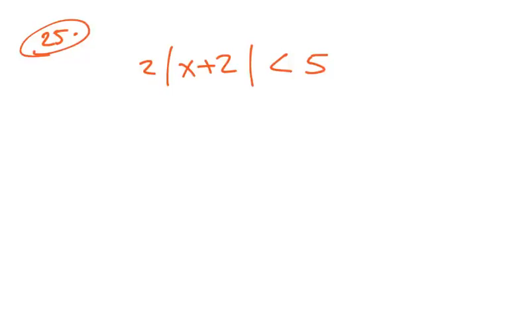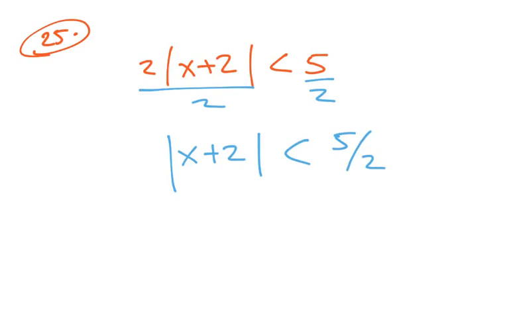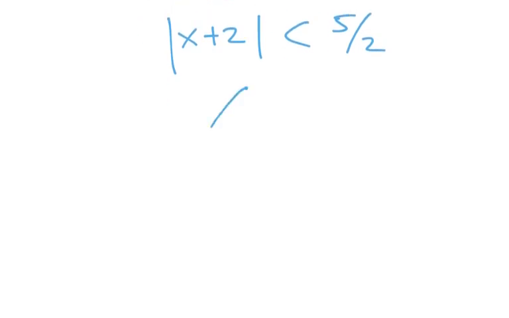Okay, so we have an absolute value inequality here. Again, the goal with an absolute value is always we want to get the absolute value by itself. So we have absolute value of x plus 2 is less than 5 over 2. Once we see the situation, we break it into two cases.